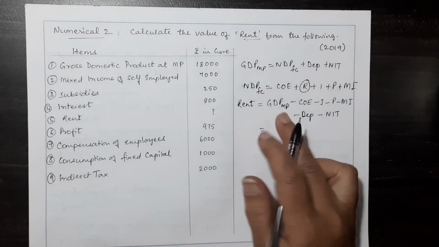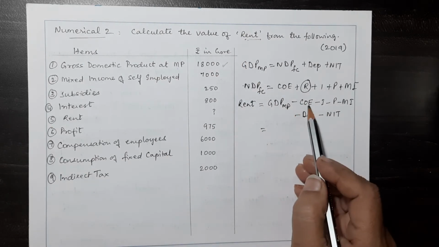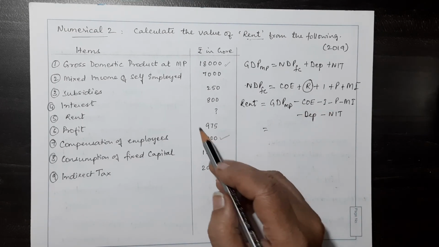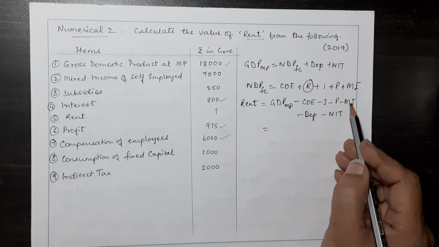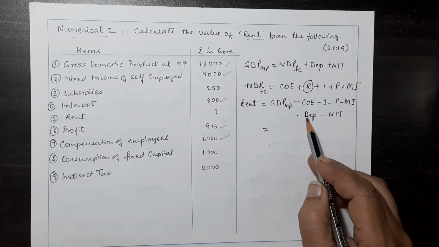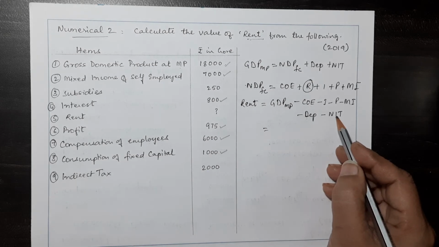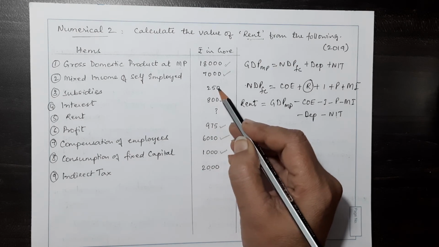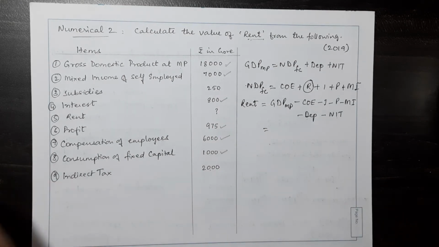So are we given GDP MP? Yes, we are given GDP MP. Then are we given compensation of employees? Then interest is given 800. Then profit is given 975. Then mixed income of the self-employed, yes. Then depreciation or the consumption of the fixed capital. Then net indirect taxes. Net indirect taxes we'll have to find out from here: 2000 minus subsidies 250. Okay, so we'll put those values over here to arrive at the answer.